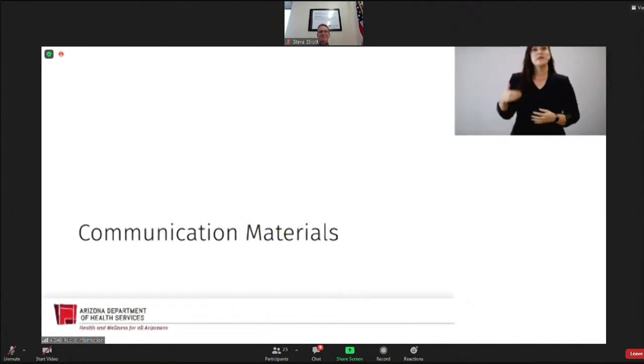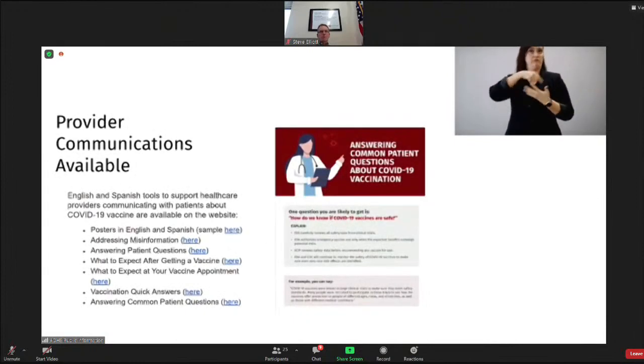We've got a couple of reminders to our stakeholders. We do have provider communications available. In working with stakeholders, we've identified that one of the most trusted sources for patients is hearing from healthcare providers, their personal doctors. We have developed tools in both English and Spanish that can support our Arizona healthcare providers in communicating with patients about COVID-19 vaccines. This includes frequently asked questions, how to address misinformation about vaccine, and giving information to your patient about what to expect after getting a vaccine or at their vaccine appointment. These can be found on our website. We do have the links in the document, but they are on our website at azhealth.gov.